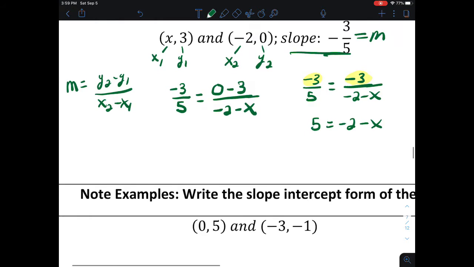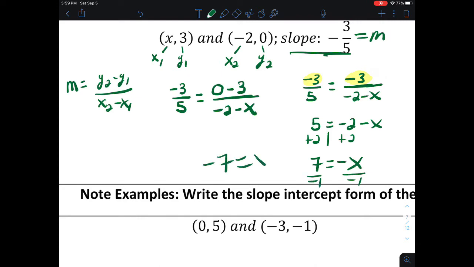So I'm going to move the 2. I'm going to add it over. We have 7 equals negative x. And all we have left to do is divide by a negative. And we get negative 7 is equal to x. So that missing x value we needed to make that slope was negative 7.